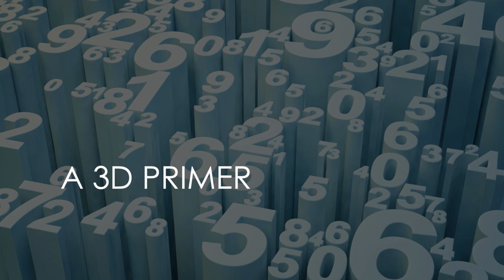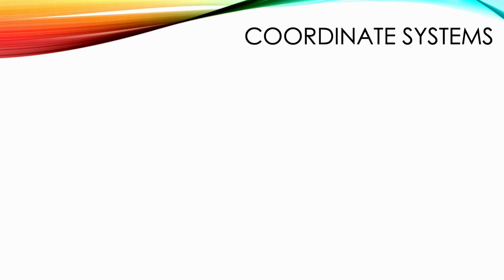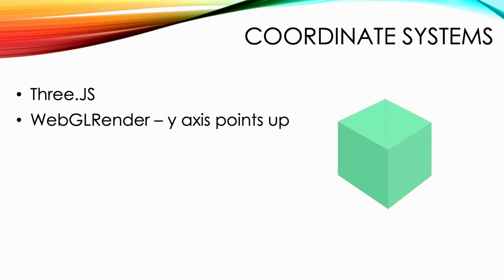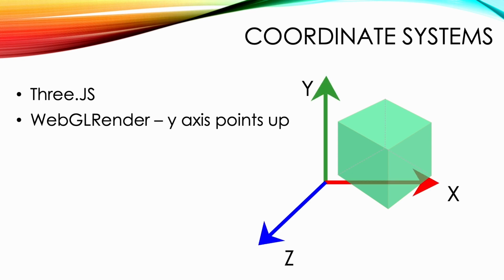3D primer. 3D graphics is all about representing shapes in a 3D space using a coordinate system. The renderer in Three.js that we will be using is the WebGL renderer, and so we will focus in the course on the coordinate system used by WebGL, which looks like this. Other coordinate systems are common, such as Z pointing up, but in our course Y will always point up.